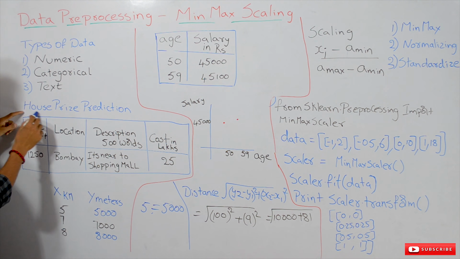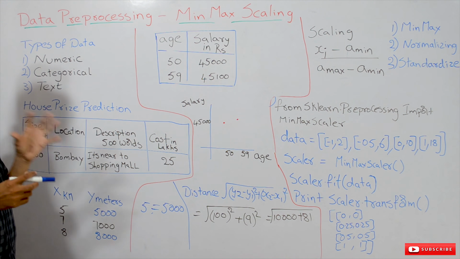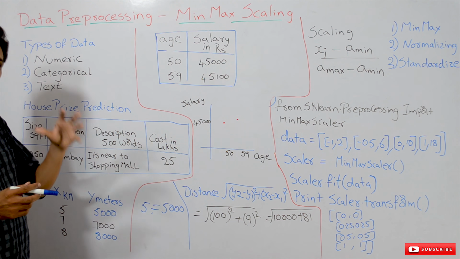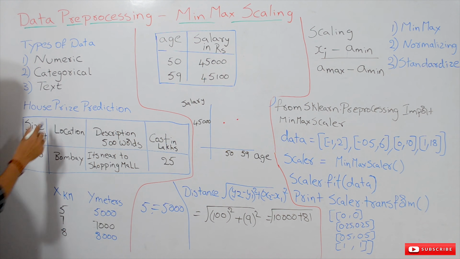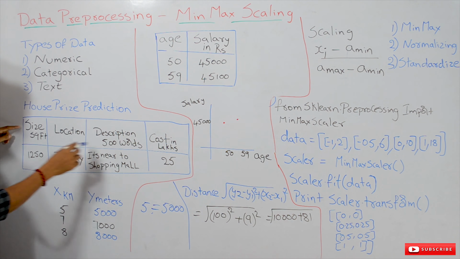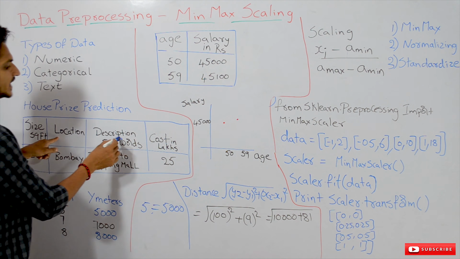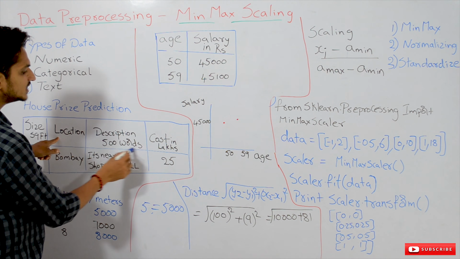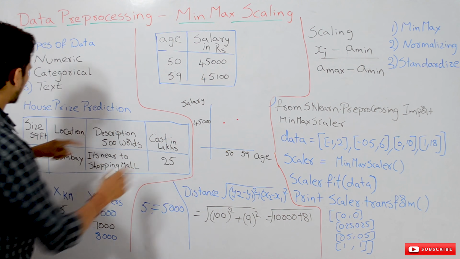The example which we consider here is a housing price prediction data set. We already discussed this data set in our first classes, so please watch those videos and come back here. What are these features? Features in this data set are size of the house taken in square feet, location of the house, description of the house in at least 500 words, and the cost of the house in lakhs.